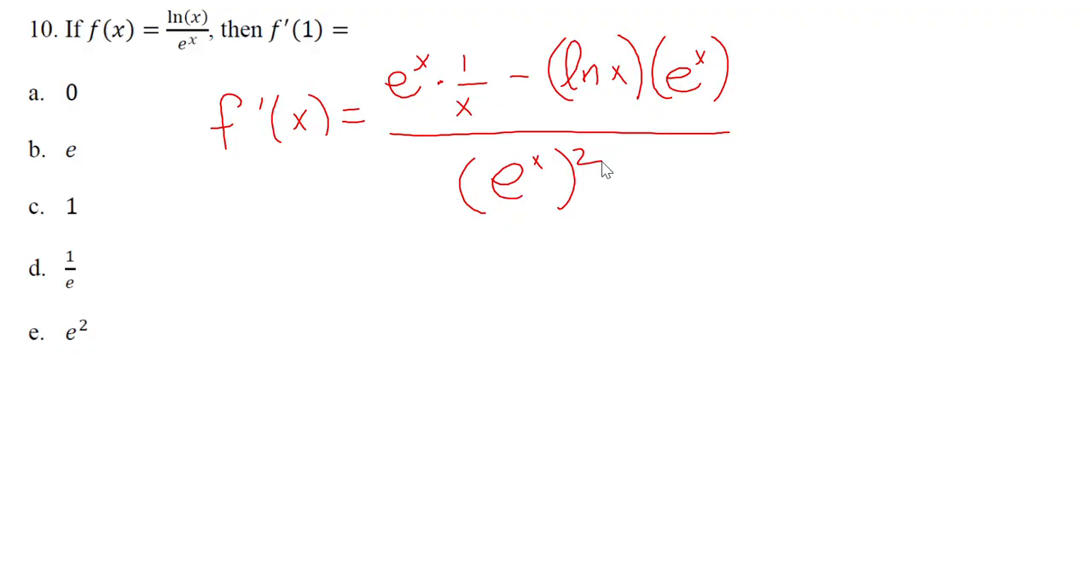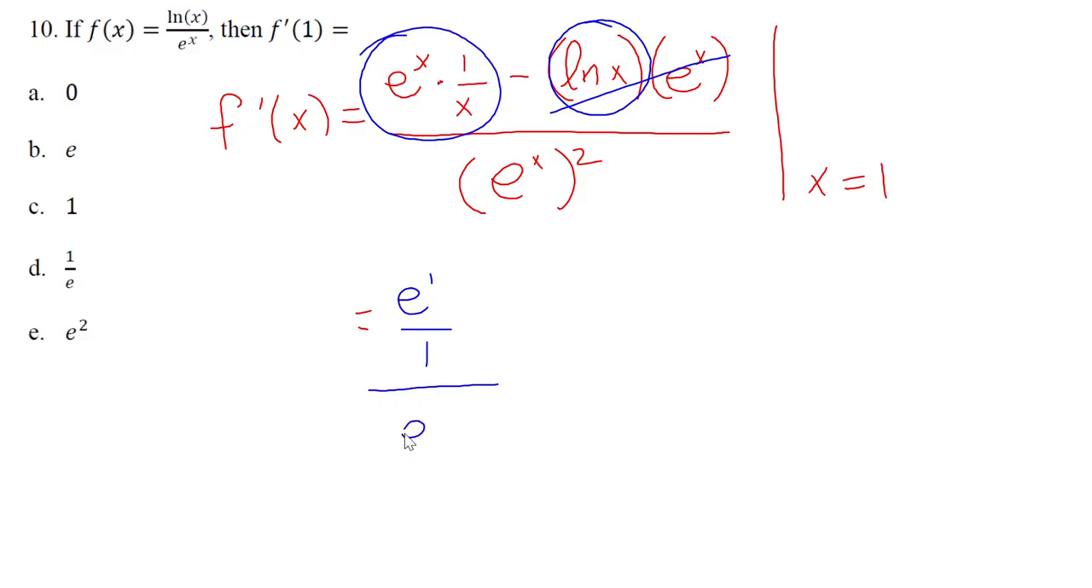And we want to evaluate this when x is equal to 1. Well, first of all, we know that the natural log of 1 is just 0. So this whole second term is going to go away. Then we have e to the first over 1 for this term. And then that's divided by e to the first to the second power. So really what we've got is e over e squared, which should simplify down to 1 over e.